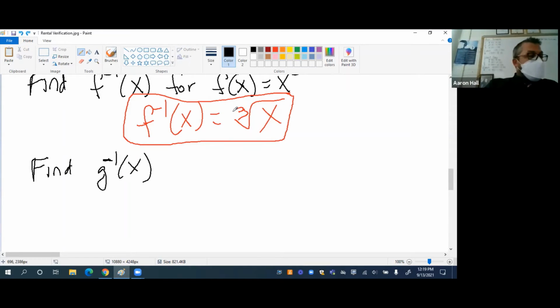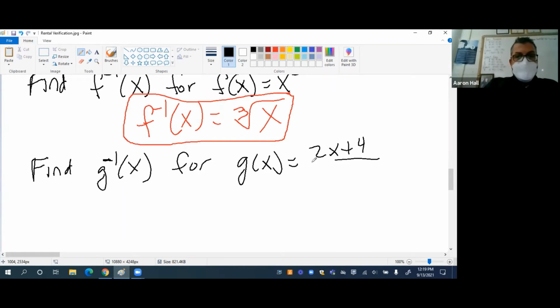Okay. The inverse of g of x for g of x equals 2x plus 4 over x minus 1. I want to give you some think time, but not a lot. I'll give you a whole minute of think time. I'm that generous.